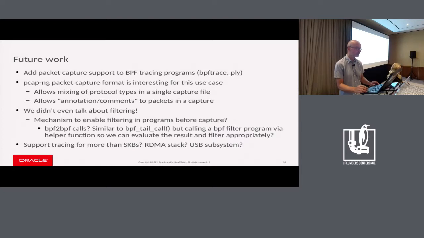Finally, another area to think about: this is all SKB based, so are there other data structures that would be useful to trace? The RDMA stack might be something good to look at. The scatter gather lists that are used to specify RDMA data could perhaps benefit from having a bit more observability, so this might be one way to get that. And possibly the USB subsystem as well. One of the things about Wireshark is we've got dissectors for so many protocols. So if we had ways of interpreting other things other than SKBuffs, we could make use of that in other places too.